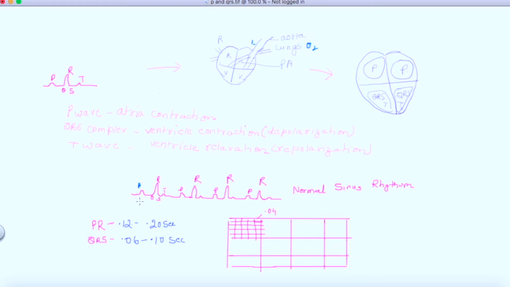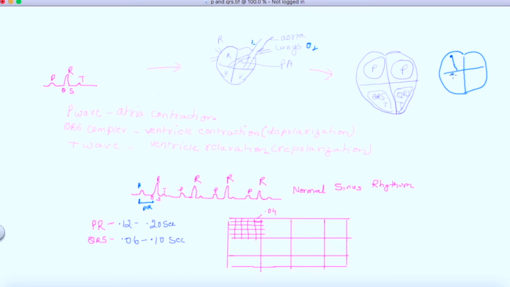Then we also check for the PR interval, which starts from the P until Q. That's called the PR interval. Remember, it's until Q, it's not until R. The PR interval tells us from where the rhythm is coming. If the rhythm starts here, we have the SA node. If you see our heart here, in our heart we have two atria. We have the SA node here, which is our pacemaker. So the impulse starts from here and comes here. While it's traveling, both atria contract.